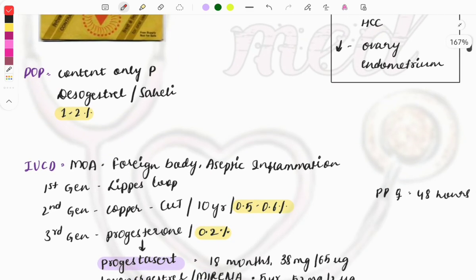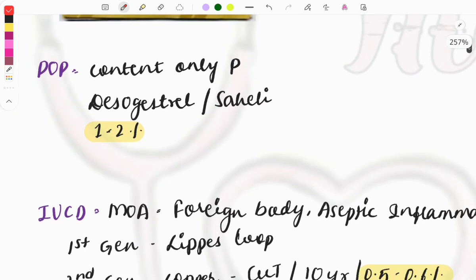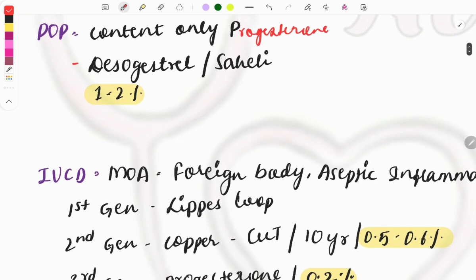Moving on to the next, progesterone-only pills, which contain only progesterone. The examples are desogestrel; these are the chemical names. Brand names are Saheli and others, and the Pearl index is 1 to 2%.